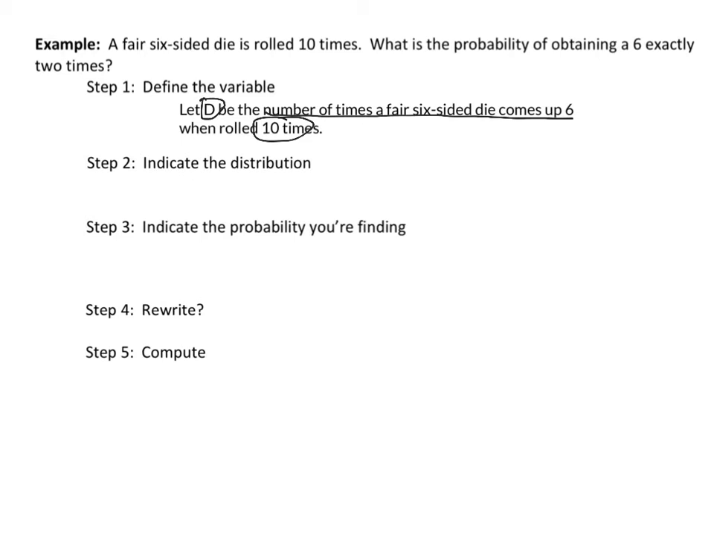Now that we've done that, we need to indicate the distribution. In other words, we need to tell the IB examiners, we need to tell the grader that you know that this is a binomial problem. And this is the notation. We write the random variable D, and then we use this tilde notation, this squiggle, which means "is distributed." We write a capital B for binomial, and then we put in parentheses 10 for the number of trials, and then the probability of individual success, 1/6.